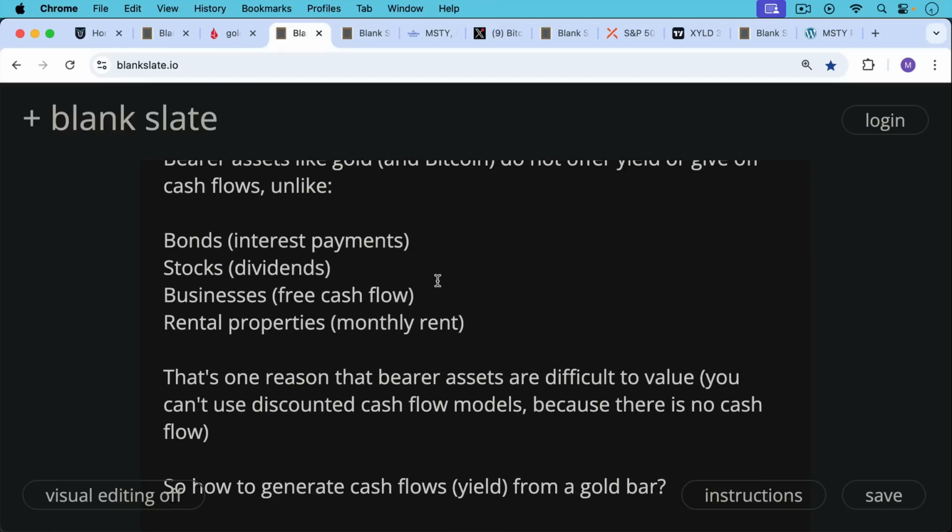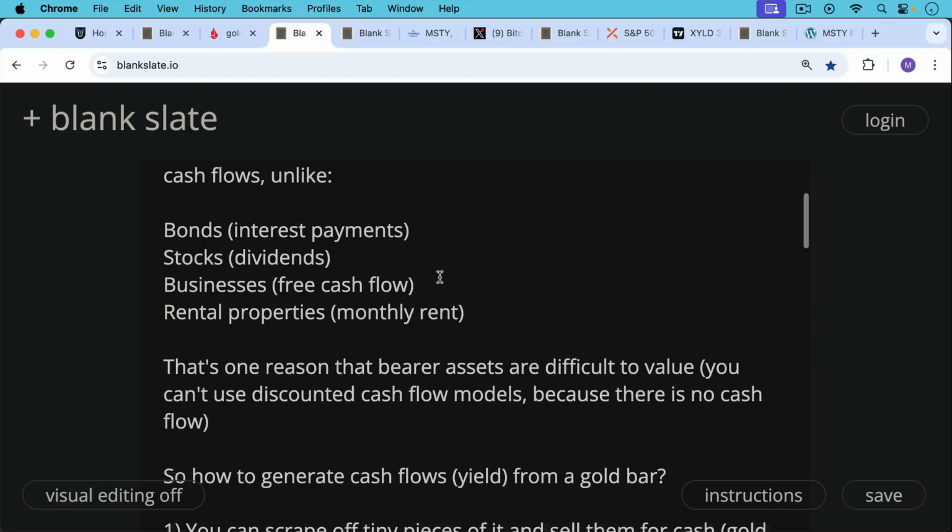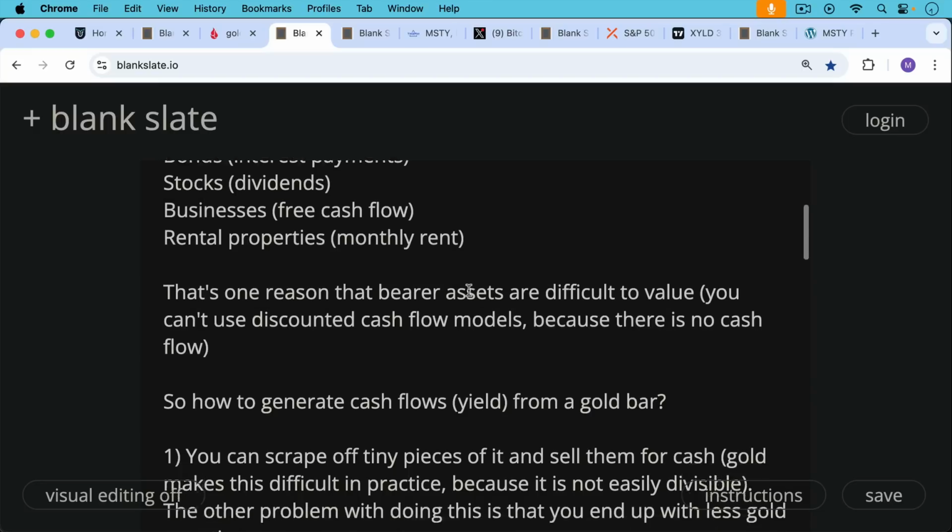That's one reason that bearer assets are difficult to value, because you can't use discounted cash flow models because there is no cash flow. And again, we're talking about bearer assets, so an ETF like GLD, for example, is more of a stock, and it obviously doesn't offer a dividend either because the underlying gold does not offer a dividend or cash flow. So how do you generate cash flows or yield from a gold bar?